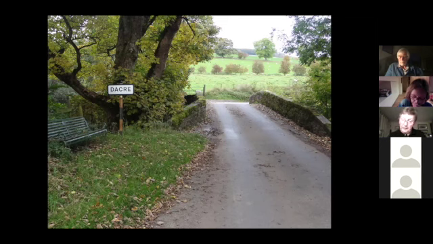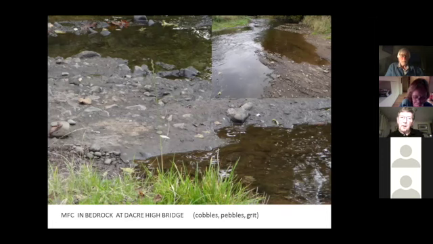But there's something else about this area. This is Highbridge at Dacre. Well, that's Melfell conglomerate as well. But you may note, if you compare to the previous slides, it's not quite as coarse-grained. Yes, there are cobbles, but the boulders are nowhere near as big. So this is Dacre High Bridge.